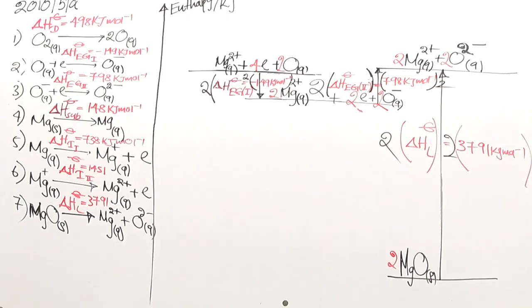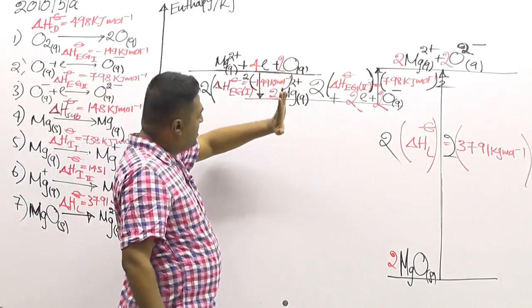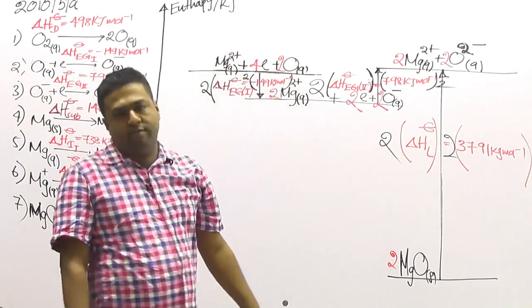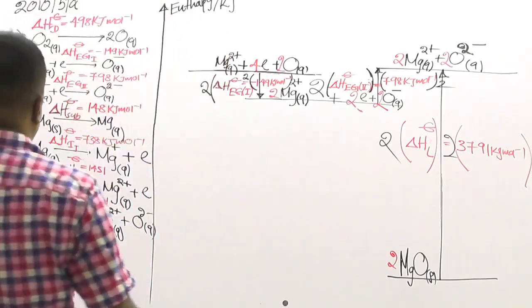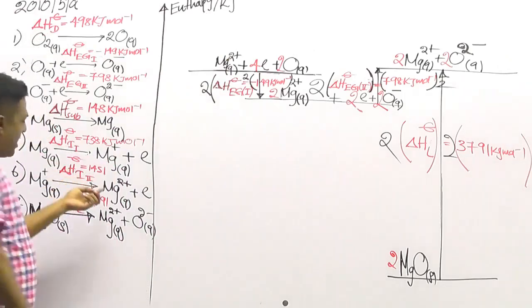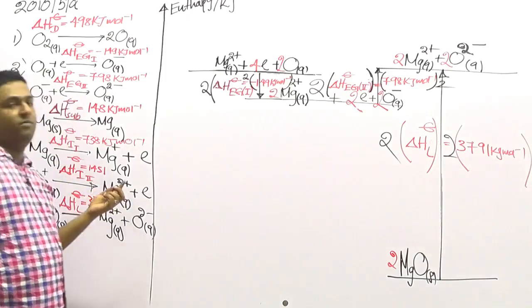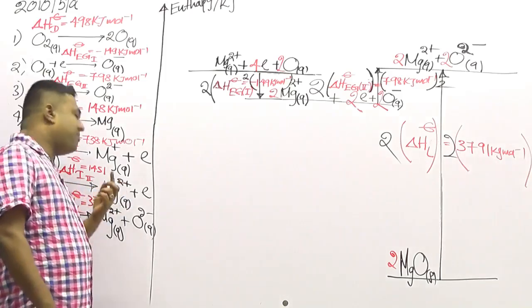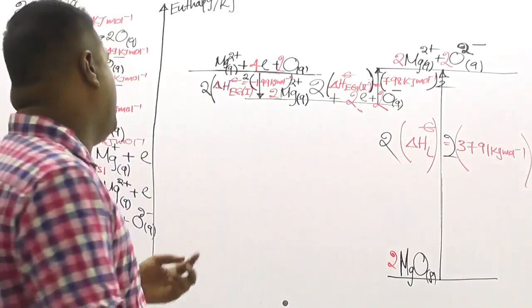The next one. Now you have gaseous state oxygen, 4 electrons and magnesium 2 plus. Then I'll take magnesium 2 plus. So I'm going to produce magnesium 2 plus, 6th balanced chemical equation.